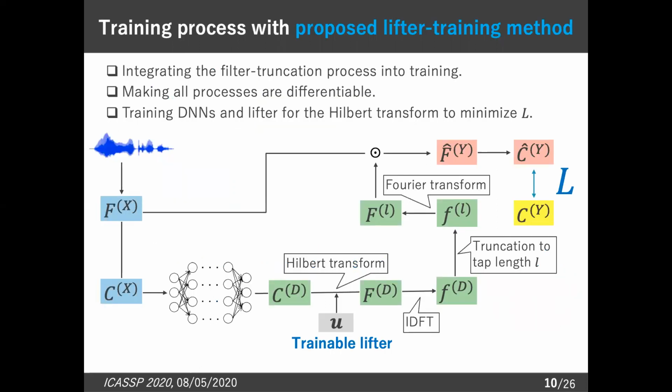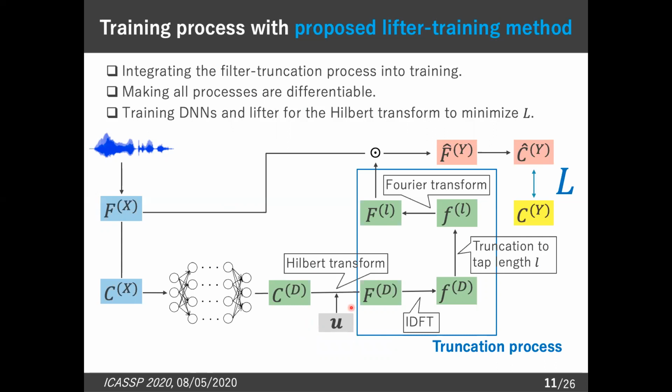So let me explain the training process of our lifter training method. As with the conventional method, the DNN estimates CD from CX. Then CD is multiplied by the trainable lifter U, and the complex frequency spectrum capital FD is obtained from the Hilbert transform of CD. Unlike the conventional method, the truncation process is integrated into training as shown in this slide. The differential filter in the time domain, small fd, is obtained by applying the IDFT to capital FD.